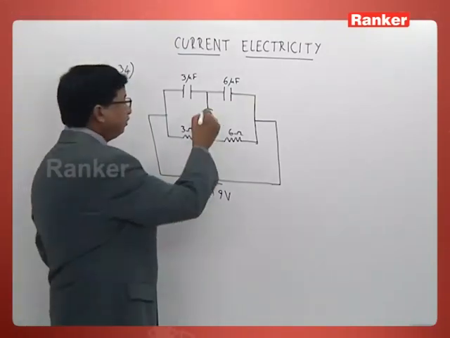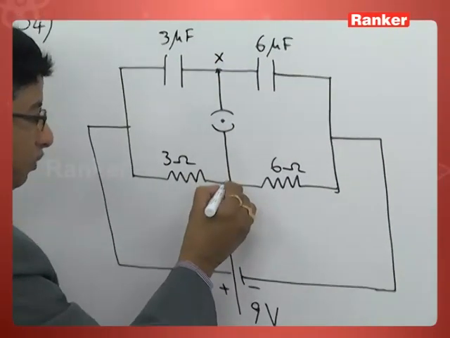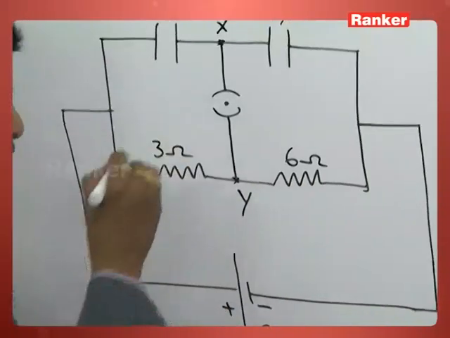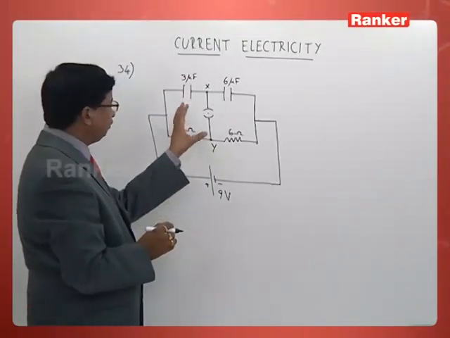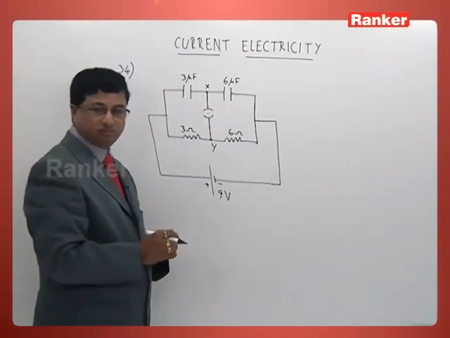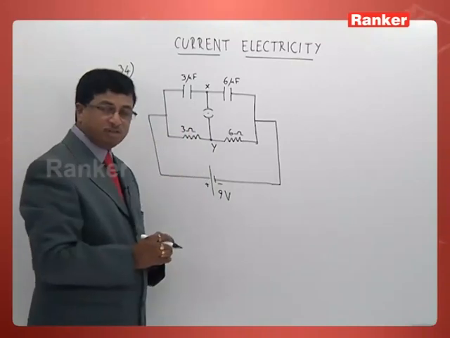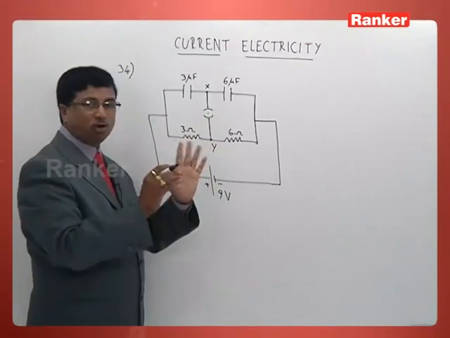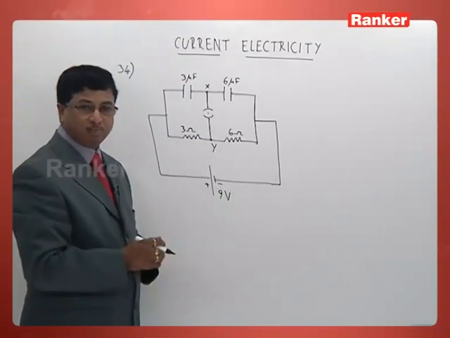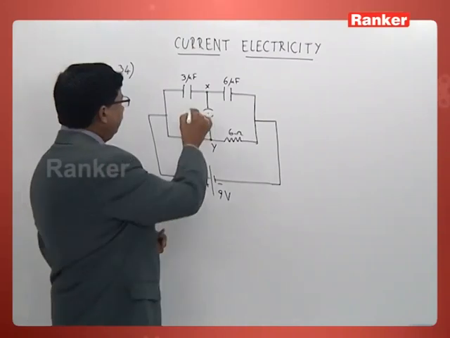But what is his question? He is giving you this is the point as X and this is the point as Y. From Y to X, how much charge flows? That is the concept. Under what condition is he mentioning that? When the switch is closed, then what happens? That is the idea. So one thing you should understand straight away.